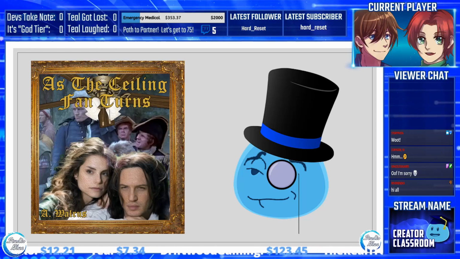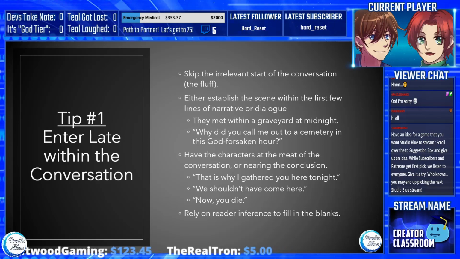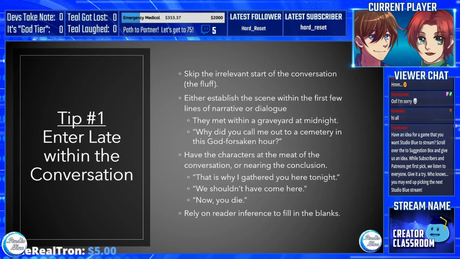So here is writing point number 1, integrate into the conversation. That is actually such a fundamental issue that so many people miss on any medium, stories, games, etc.